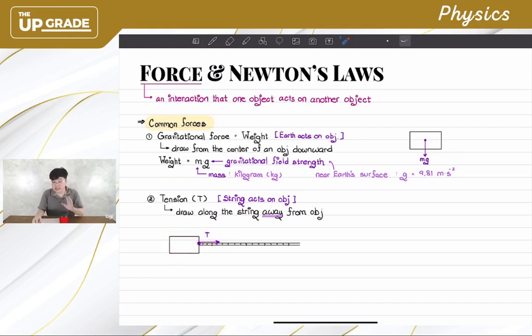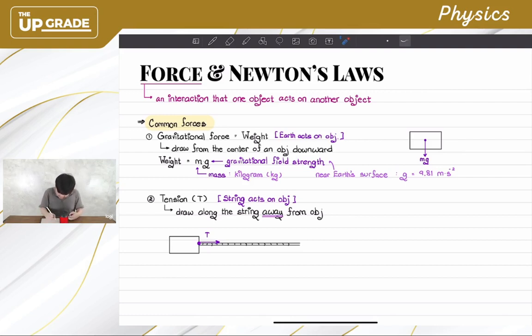Now, I said that the tension is always acted away from object. Because imagine in this case, let's say I'm standing here and I hold onto the string. Of course, I can only use a string to pull the box to the right. I would not be able to use a string to, let's say, push the box to the left. It's just impossible, right? So that's why the tension in the string will always be away from object.